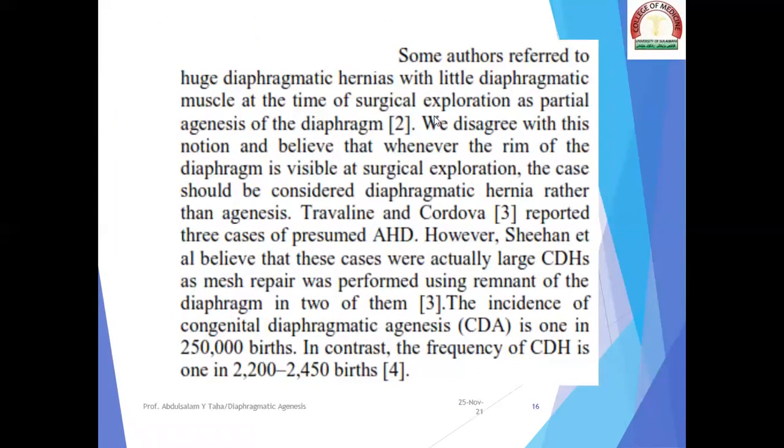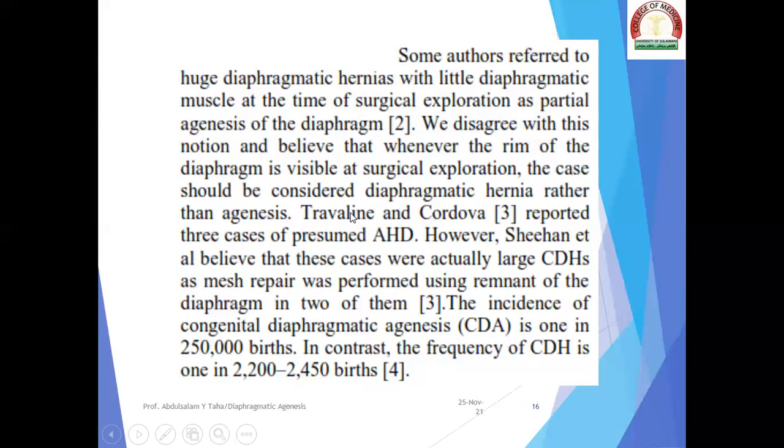Some authors refer to huge diaphragmatic hernias with little diaphragmatic muscle at the time of surgical exploration as partial agenesis of the diaphragm. We disagree with this notion and believe that whenever a rim of diaphragm is visible at surgical exploration, the case should be considered diaphragmatic hernia rather than agenesis.